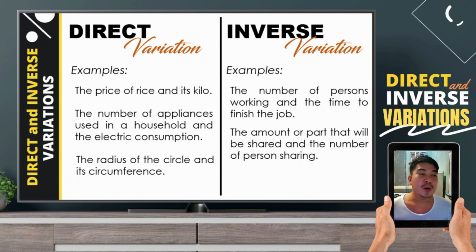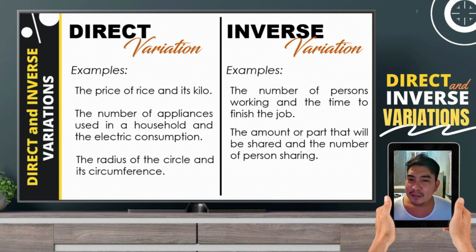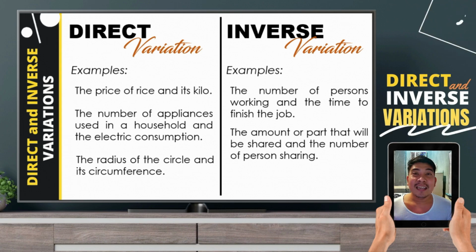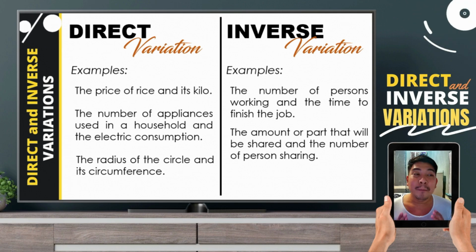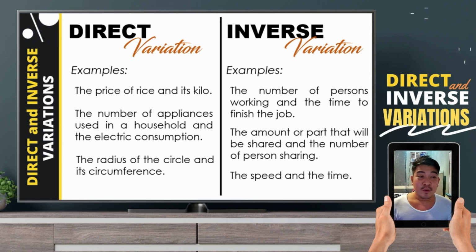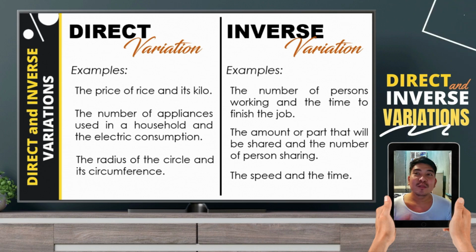Another one, the amount or part that will be shared and the number of persons sharing. Like for example, meron akong pizza. Kung ako lang mag-isa, malaki yung part ko. Pero pag naging dalawa na kami, naging tatlo, of course, ano nangyayari dun sa part? Lumiliit. The more na mas marami yung mag-share, lumiliit yung part or amount na mapupunta sa bawat isa. And of course, the speed and the time. The more na mas mabilis ang iyong speed, of course, less yung time na makakapunta ka sa isang place.